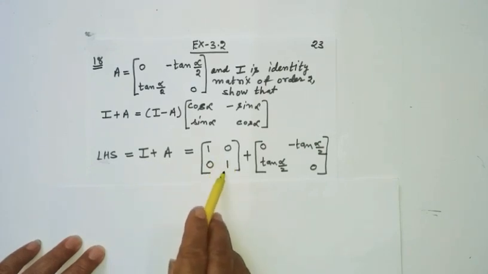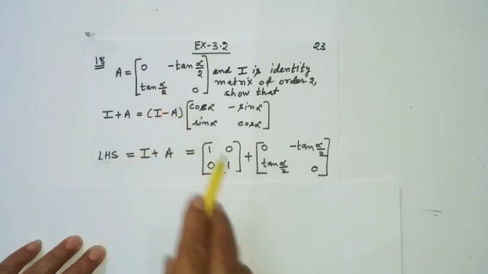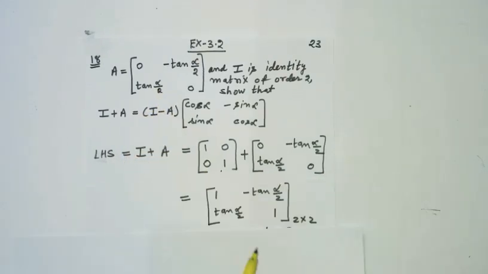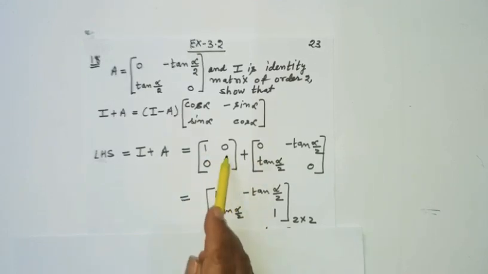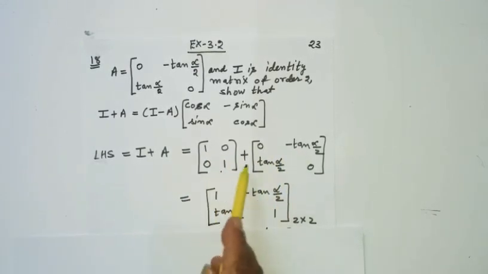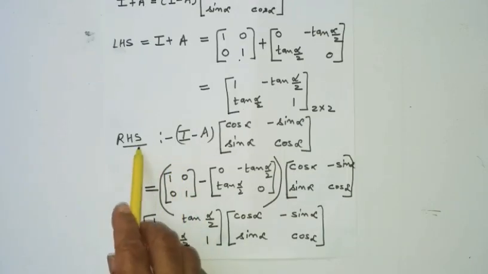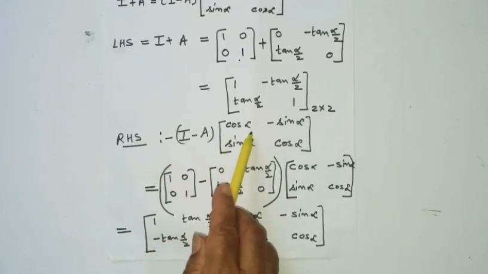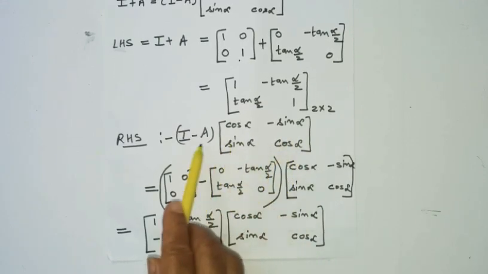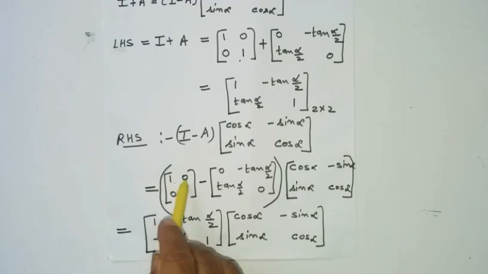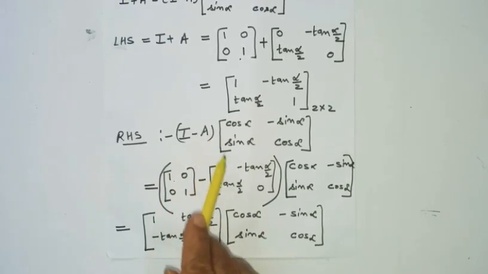So I is the identity matrix, A is the given matrix. Now I add the two matrices. After adding these two matrices, I get 1 plus 0, 0 minus tan alpha by 2, 0 plus tan alpha by 2 and 1 plus 0. And right hand side is I minus A, into the matrix cos alpha, minus sin alpha, sin alpha, cos alpha. So I substitute the value of I, which is 1, 0, 0, 1, and I substitute the value of A, which is given to you.